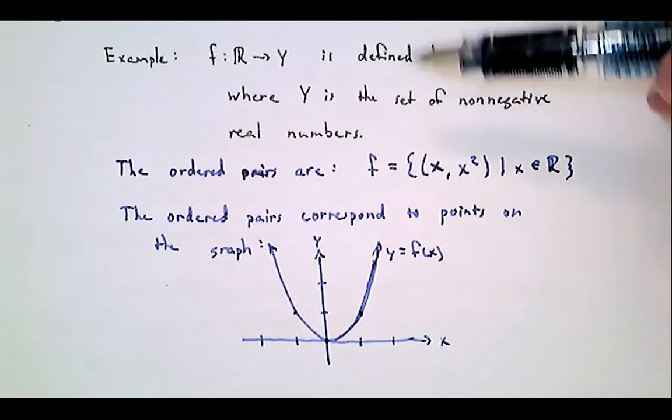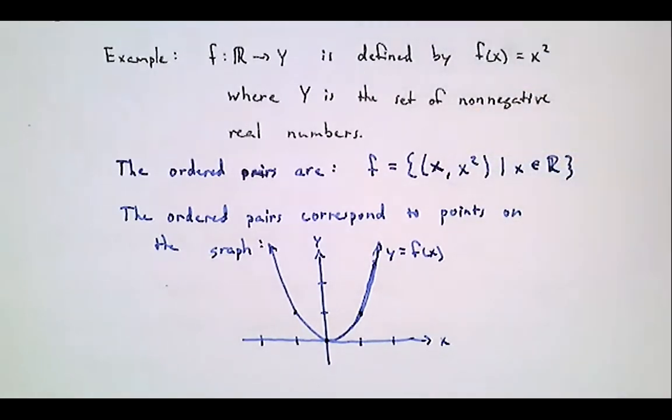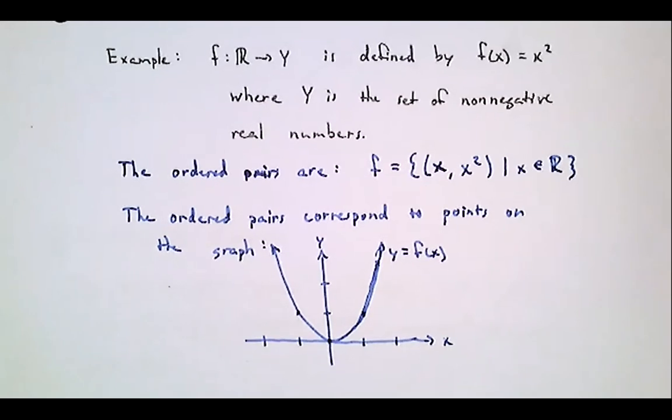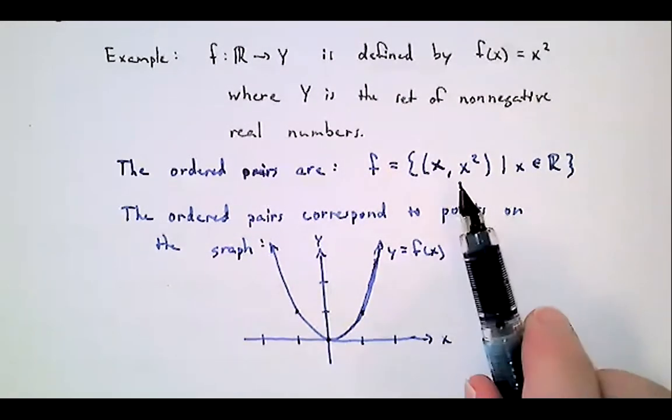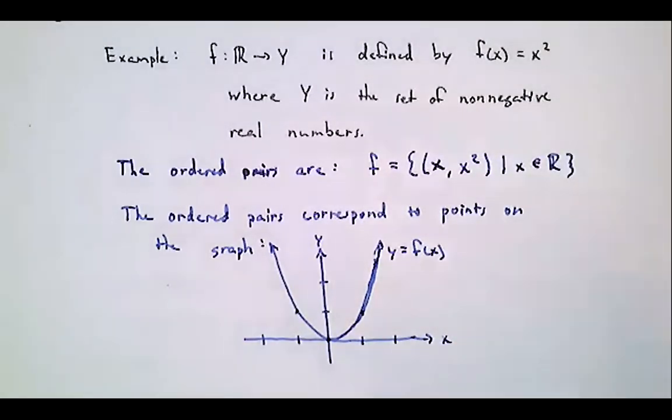Okay, so this idea of ordered pairs is, I just wanted to reiterate, actually very closely related to the idea of functions that you already know. Do you guys have any questions about graphs or the relationship between the ordered pair notation and the functional notation?